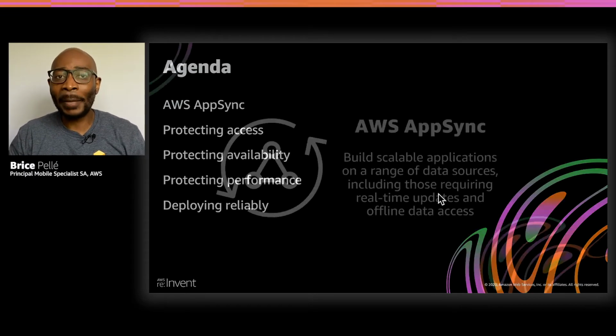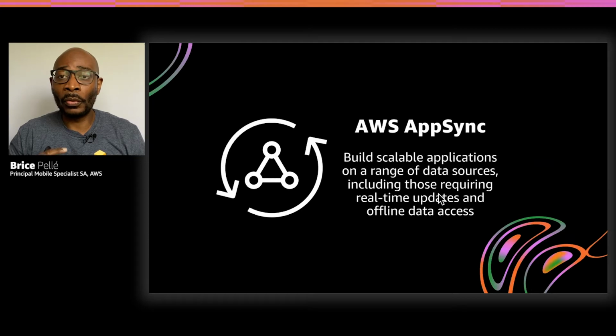So AWS AppSync is a fully managed GraphQL service that runs on AWS. It helps you build scalable applications and connect your data sources that are in your AWS account. It is also a foundational block that allows you to build real-time applications and applications that require offline data access.